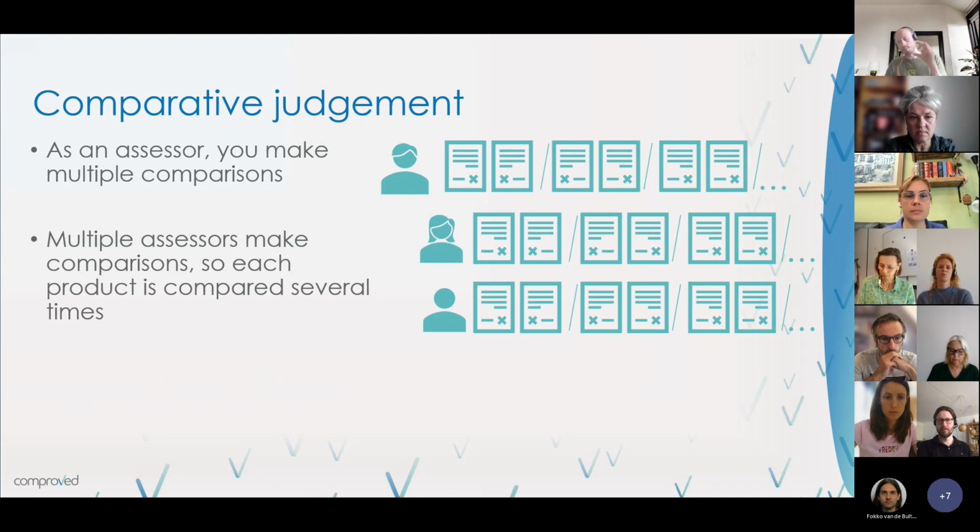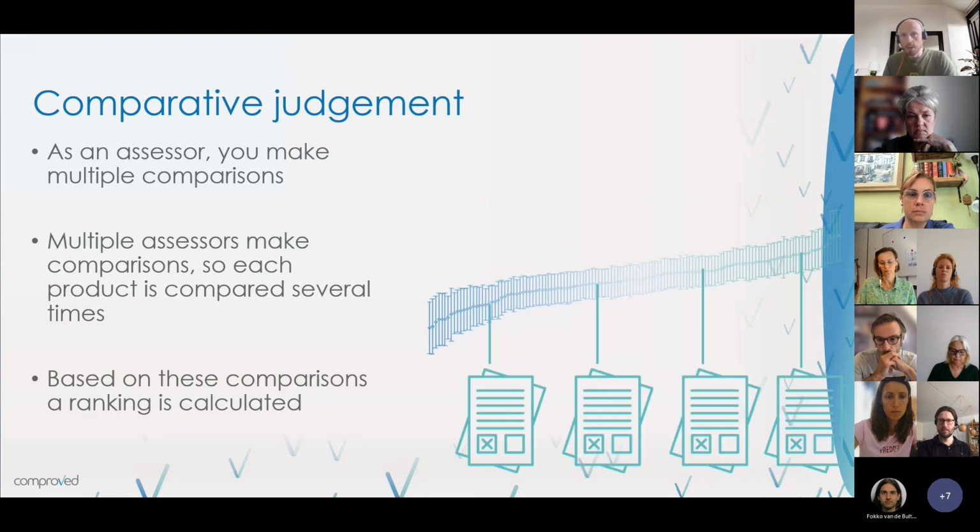So one paper of a student will appear in different pairs by different assessors. So more than one assessor will look at the paper. And out of those judgments, we can calculate a rank order from the lowest quality to the highest quality.